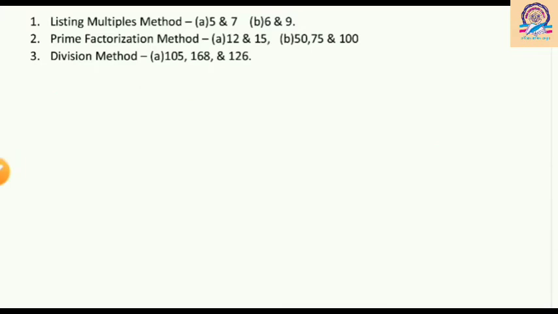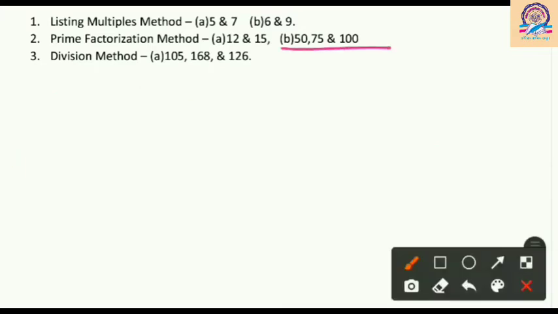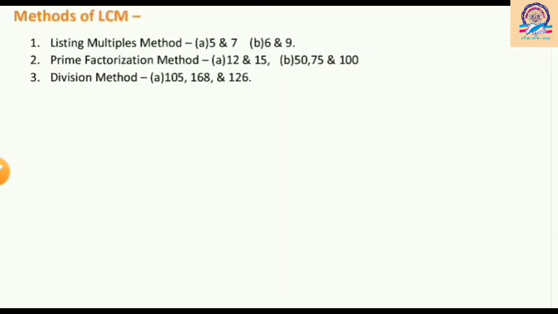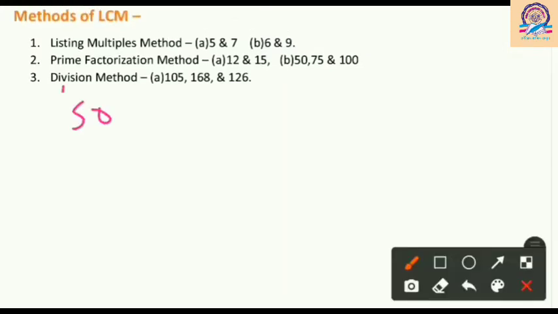Now come to the second question. Here we have 3 numbers. So what will you do? No problem, we will factorize all these numbers separately. Means we will use the prime factorization method for each of these numbers. So come to the first, 50. Write here 50. Let me write properly here. Now start to factorize, which means start to divide by prime numbers.